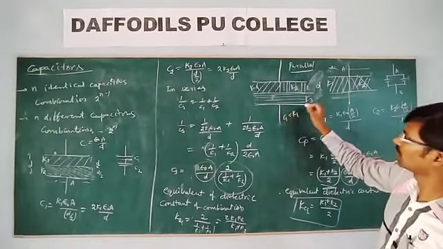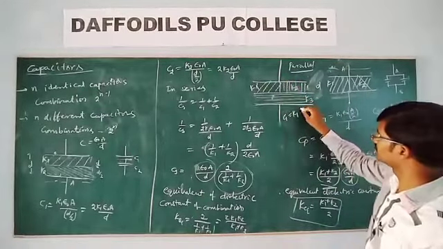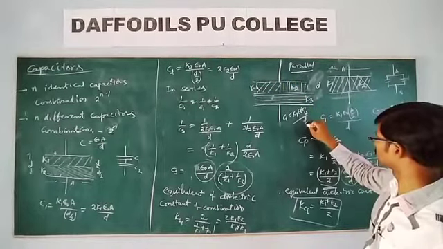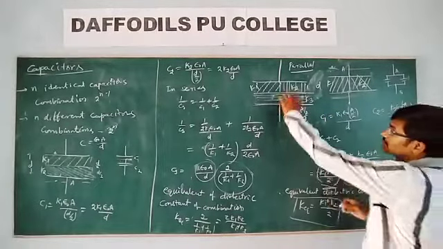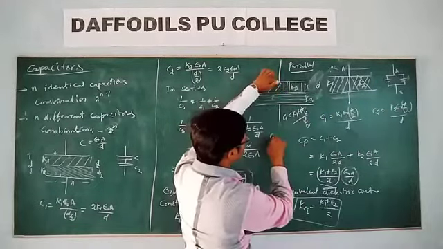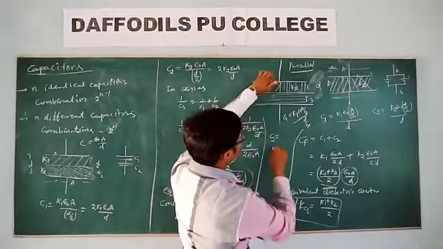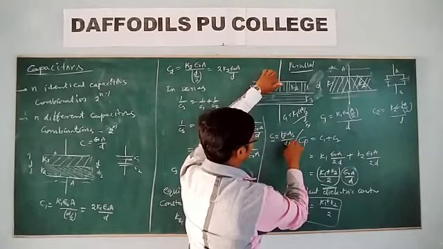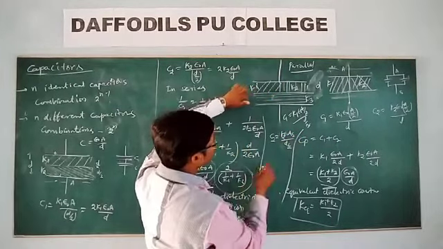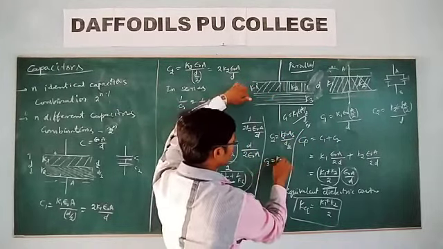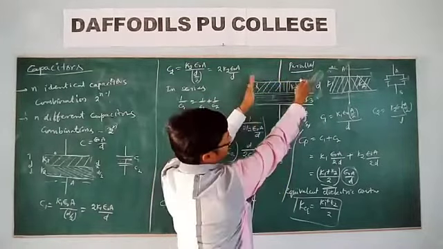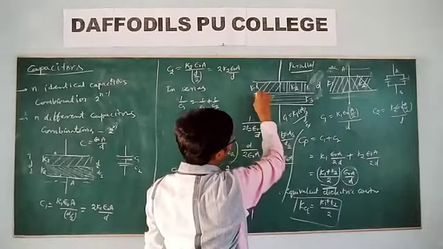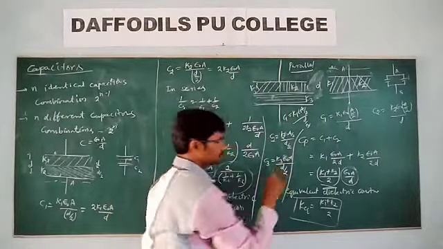C1 is equal to K1. What is the area? A by 2. Epsilon naught A by 2, and what is the spacing? D by 2. Similarly, for K2, C2 is equal to K2 epsilon naught A by 2 by D by 2. Similarly, what is C3? C3 is equal to K3, the area is the same as the original area, epsilon naught A, and the spacing is D by 2. This is what we get.